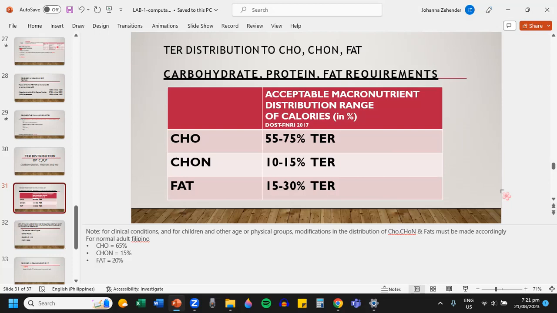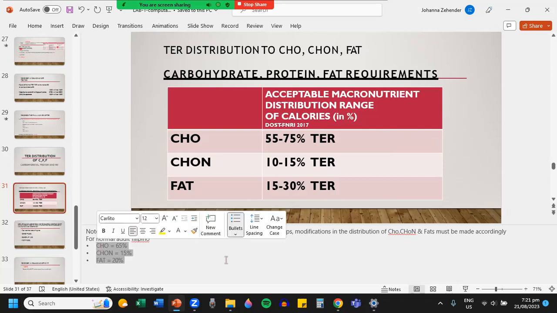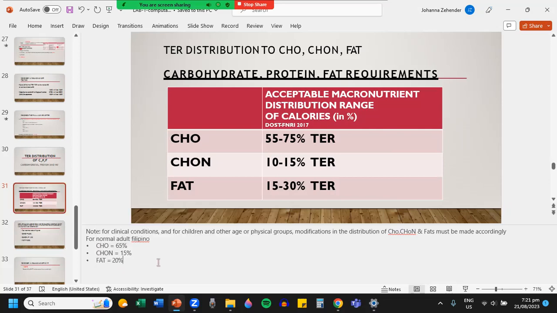Now, since we are Filipinos, for a normal adult Filipino, I want you guys to remember the percentage that you will follow. For carbohydrates it will be 65%. For proteins, it's going to be 15%. And lastly, for fat, 20%. Ito po yung gagamitin natin na percentage value for normal adult Filipinos.